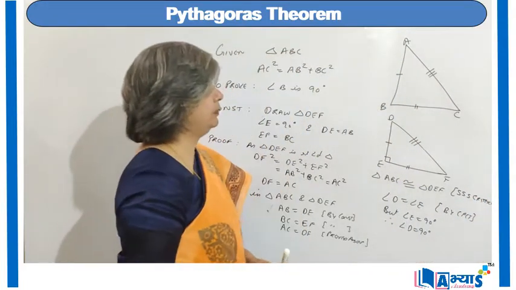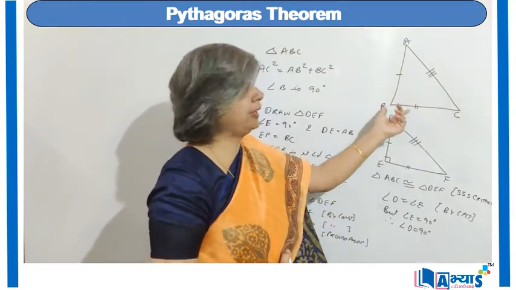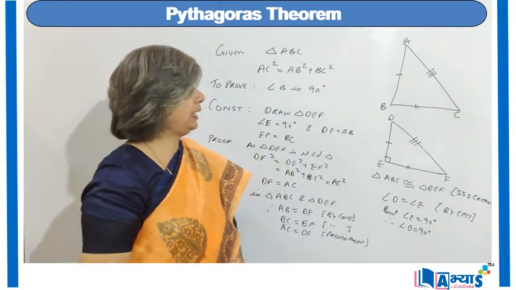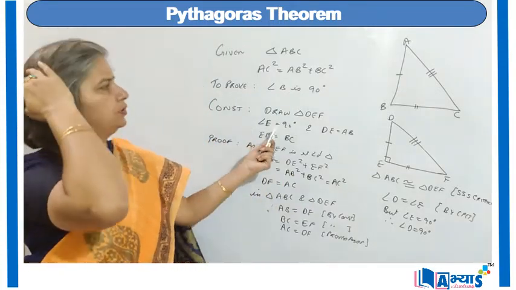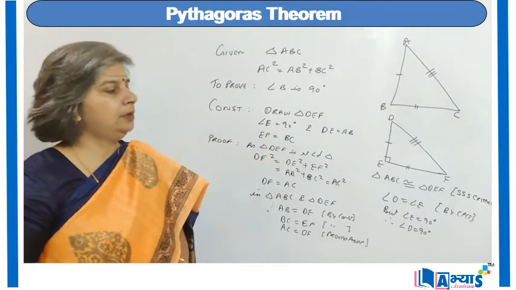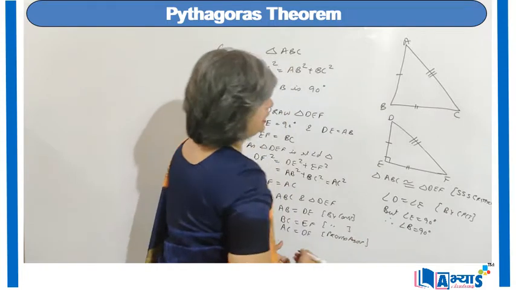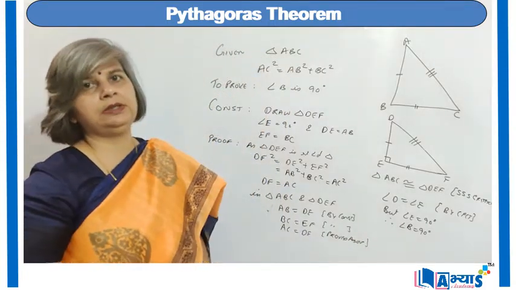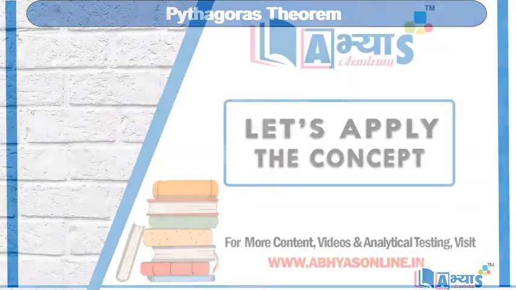But angle E is 90 degree and angle B is equal to angle E by CPCT, and angle E is 90 degree as we have made by construction. So we can say that angle B is also 90 degree. Sorry, it is B. So angle B is also 90 degree. So hence we have proved the converse of the Pythagoras theorem.